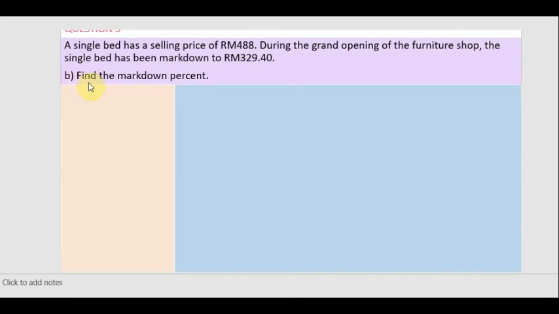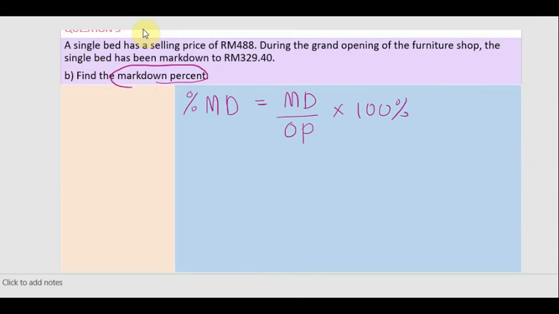For question B, find the markdown percent. Okey, untuk soalan ini, kita nak mencari percent of markdown. So, it is equal to amount of markdown divided by old retail price, then times 100%.